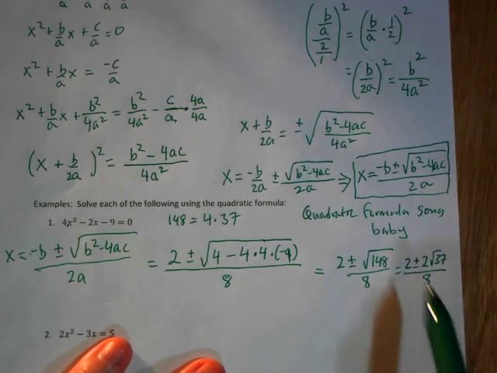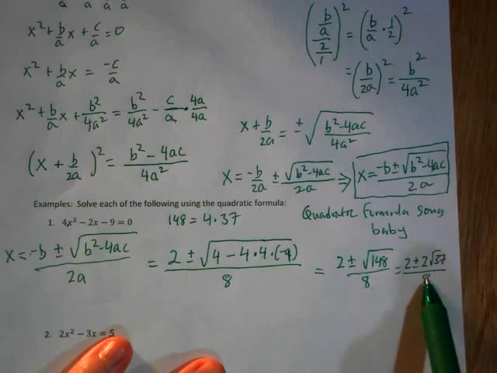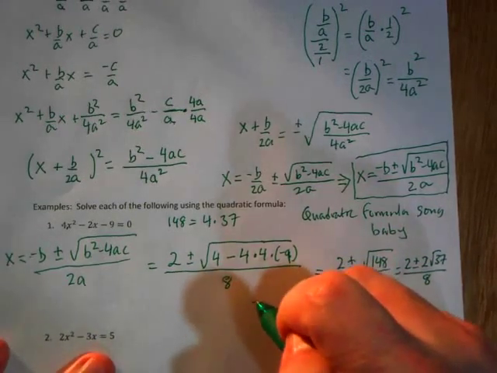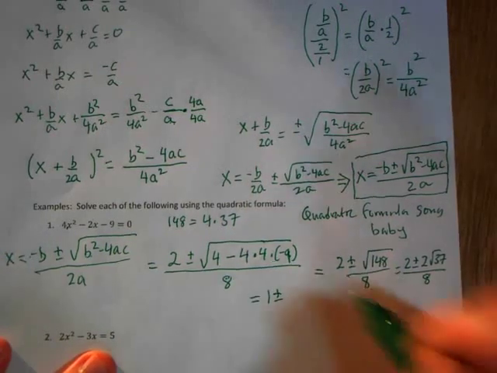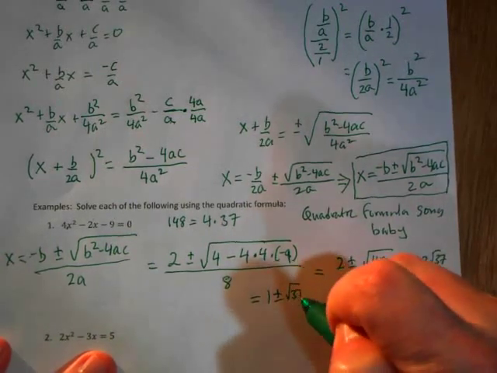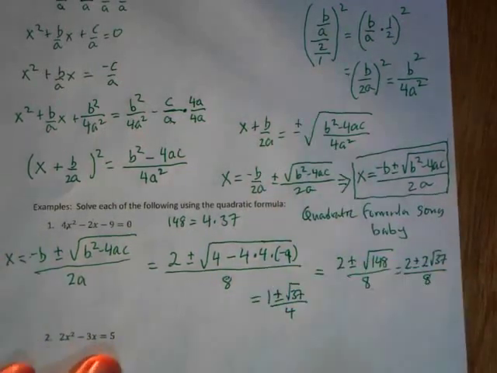And then finally I notice I have a 2 here, and an 8 there. I have even everywhere, so I can reduce. My final answer, I would write it as 1 plus or minus square root of 37 over 4. I divide everything by 2.